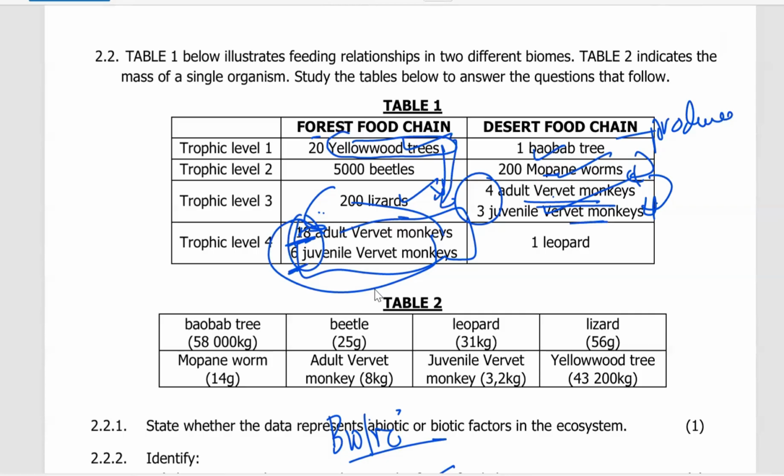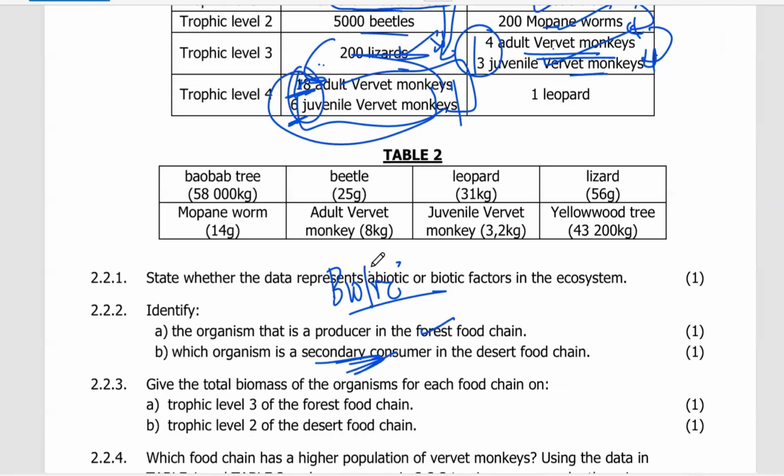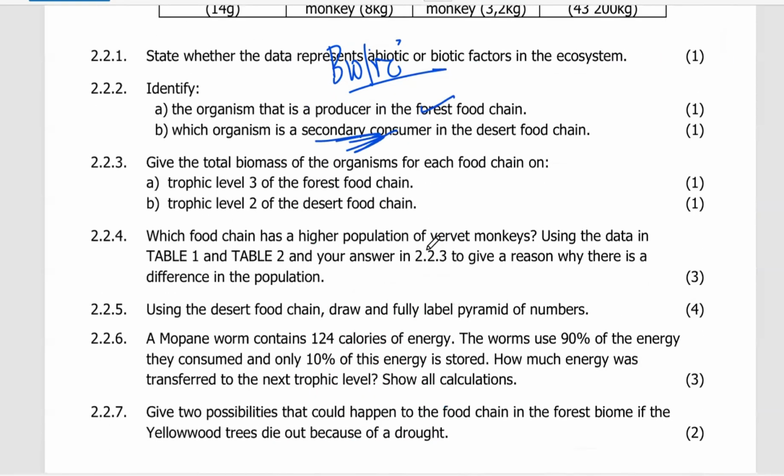So because the food is present in this regard, in this area, the forest, these monkeys reproduce in large numbers, and then the numbers increase. Hence, their numbers are more than this one because of the availability of food in that trophic level.